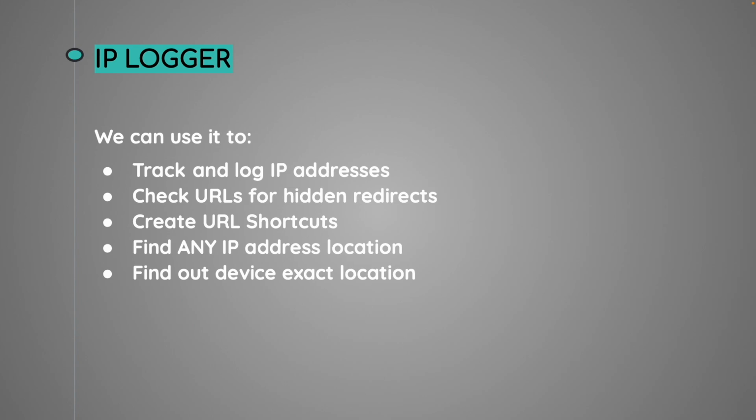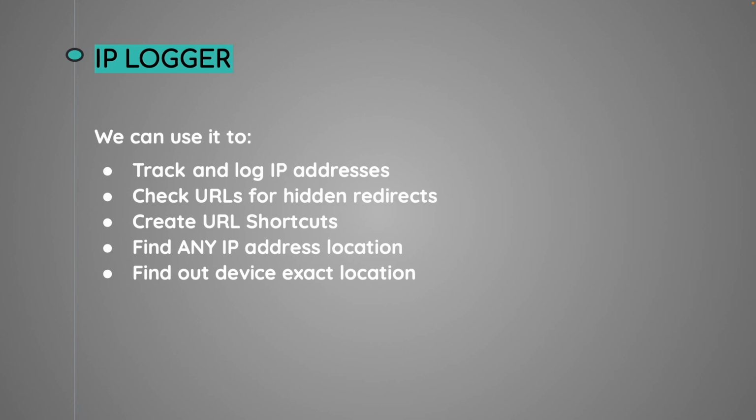Now, IPLogger is a website that we can use to do many things that relate to an IP address. For example, we can track IP addresses, check URLs for hidden redirects, create URL shortcuts, and we can find our own or any IP address location, as well as find out the exact location of any device, which we will do and see in this video. All of these tools can be used on different occasions. For example, you can use it to track traffic analytics for your website, log visitors on your website, or use it for social engineering purposes, as we will do in this video.